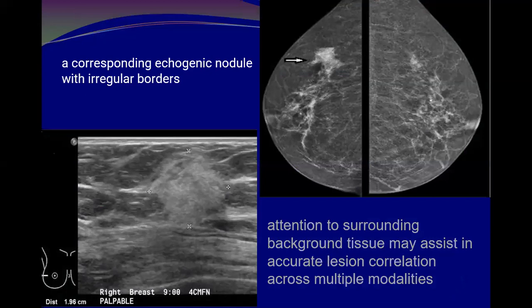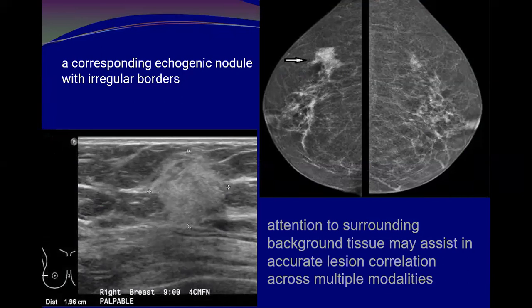So in these examples here, look for the lesions. More or less the morphology is irregular and size-wise they are comparable, and the surrounding fatty tissue is the same on ultrasound. So we have to consider this.